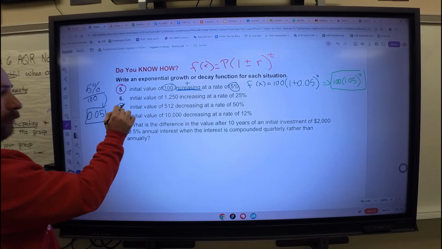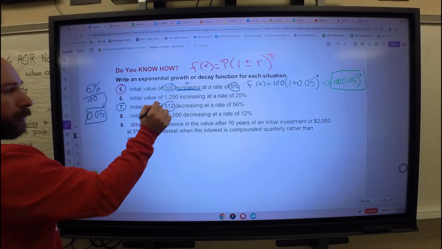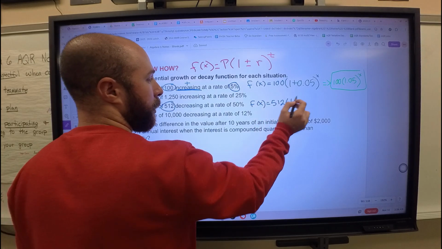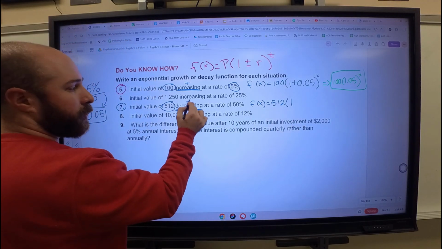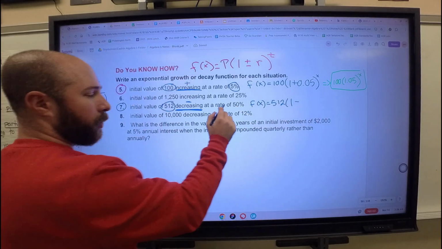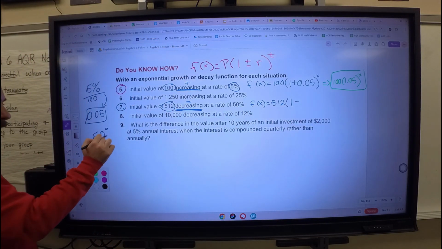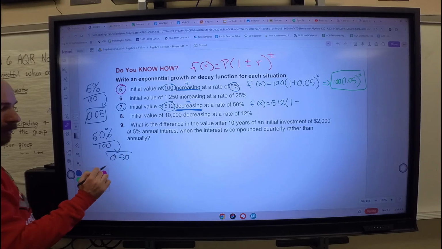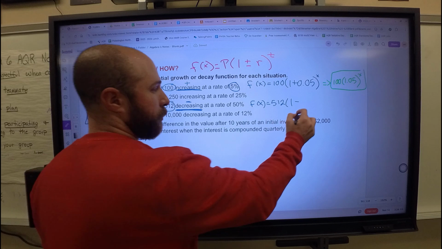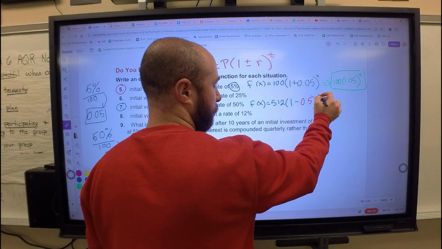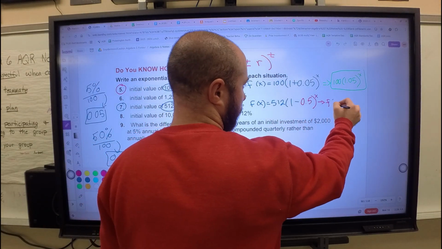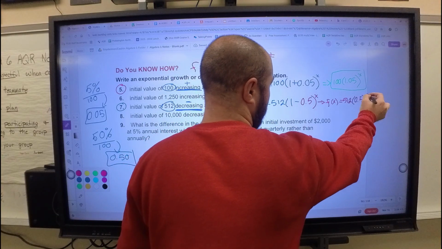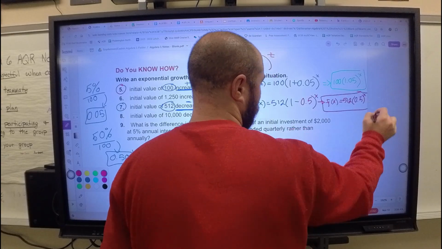If I do the same thing with 7, initial value of 512. So we have f of x equals 512. We are decreasing, so we are subtracting our rate. Our rate is 50%. 50% over 100, that's 0.50 for our rate. So we're subtracting 0.5, which means f of x is 512 times 0.5 to the x. Okay?